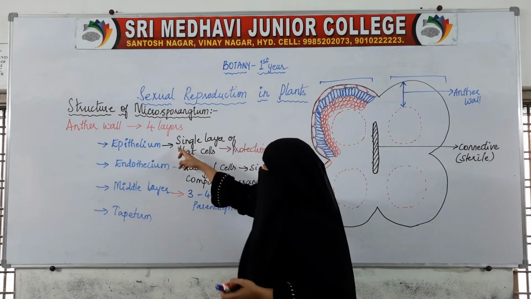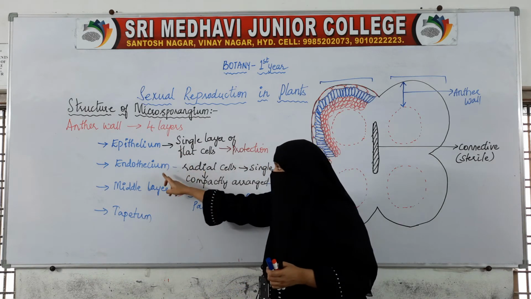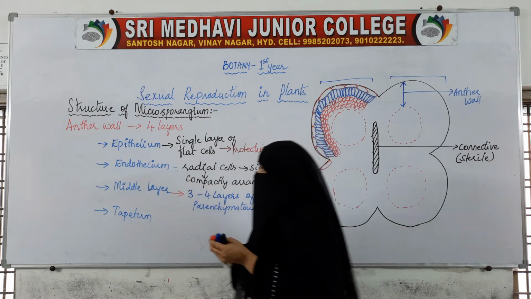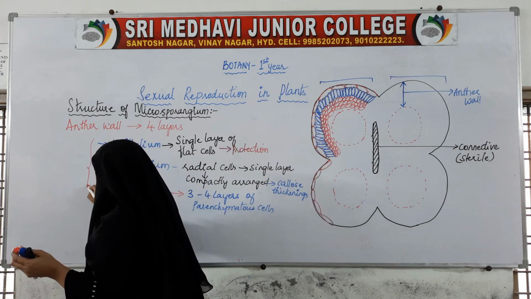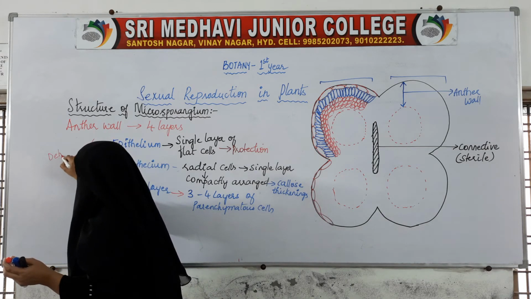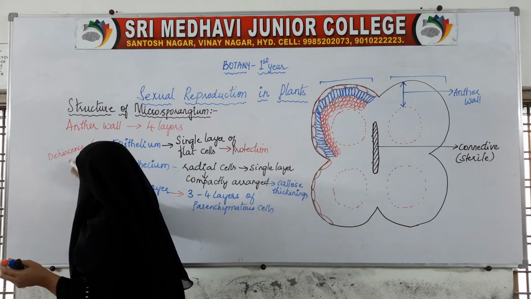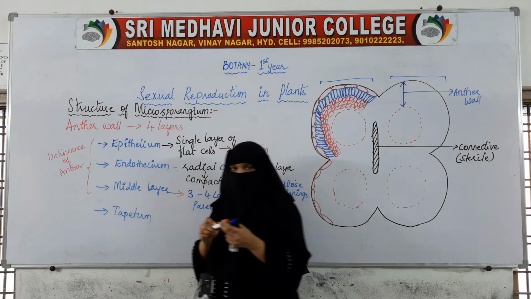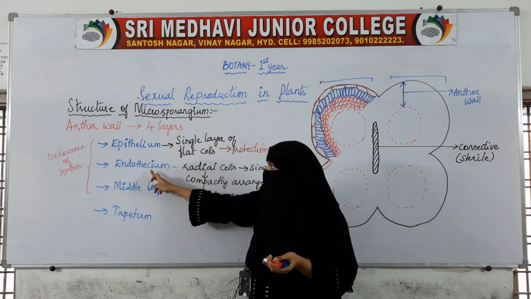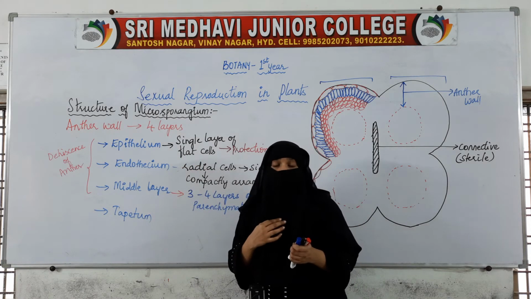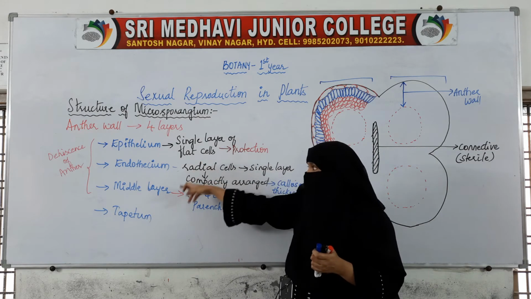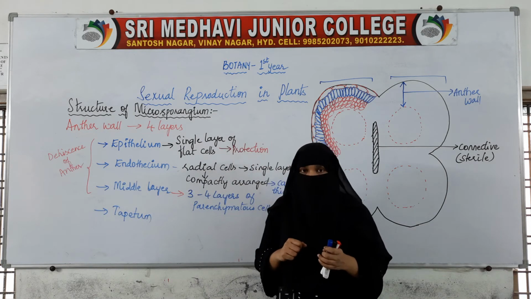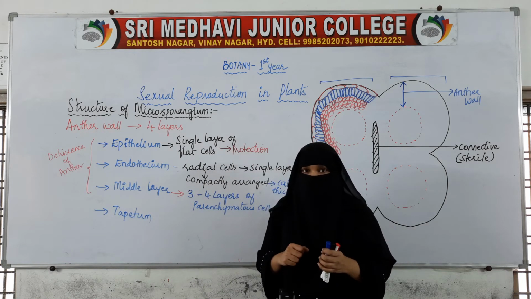Now all these three layers together, the epidermis, endothecium and middle layer, help in dehiscence of anther. The major function of all three of them together is to help in dehiscence of anther.